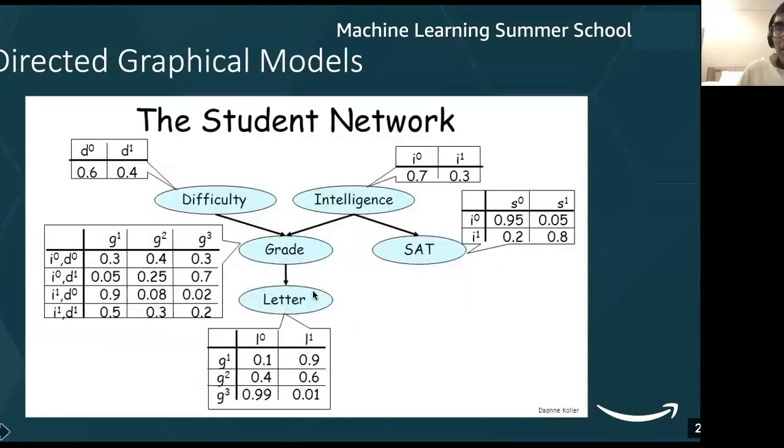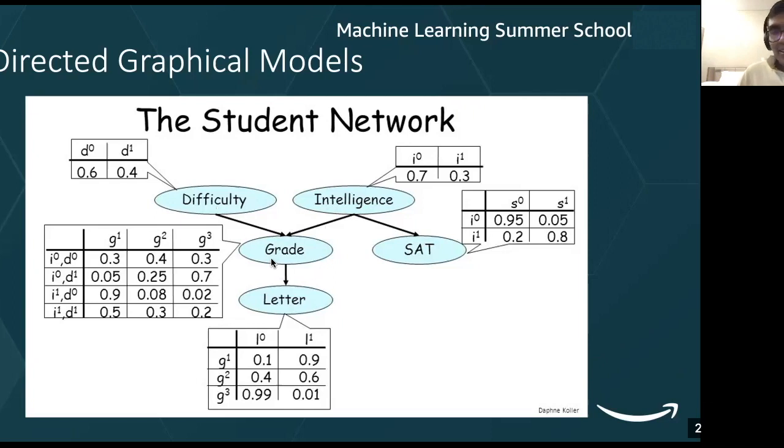To understand directed graphical models in a little more detail, we will make use of the canonical student network example that is shown on this slide. This network has 5 different nodes: difficulty, intelligence, grade, letter, and SAT. Difficulty signifies how difficult a given test was, with 0.6 indicating that the test was not difficult, and 0.4 indicating that the test was difficult. Intelligence signifies how intelligent the student is, with a 0.7 probability the student is not intelligent, and a 0.3 probability the student is intelligent.